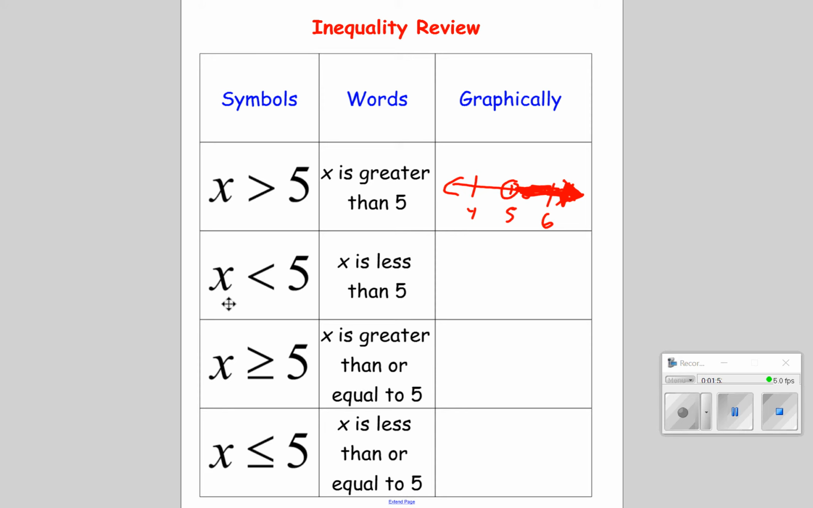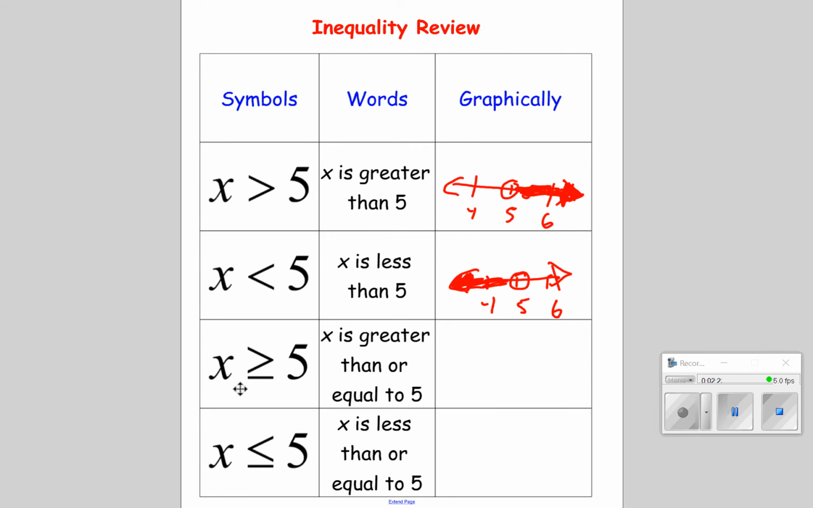Next one is x is less than 5. Same thing, same number line as before. I'll put 4 here, 5, and 6. Open circle, because 5 is not part of the solution set. And we would shade to the left because this is all the possible numbers that are less than 5.